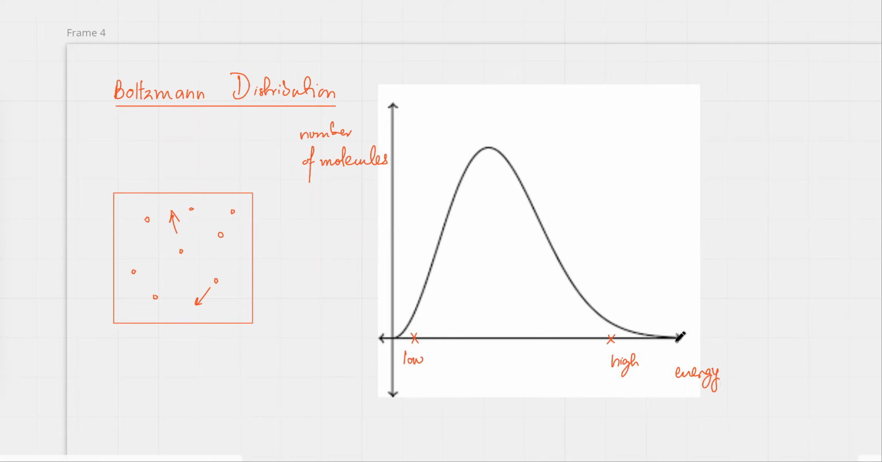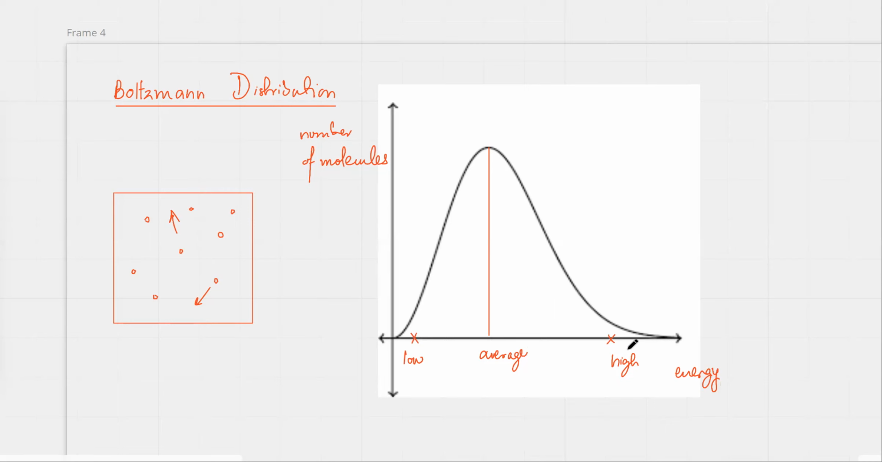And then you'll have some particles having average energy. Most of the particles are going to have average energies. The height of this graph is the number of molecules. If you have a container, you've got billions of molecules. The greatest number of molecules are going to have average energy. Very few molecules would have extremely high energy, and very few molecules would have extremely low energy.